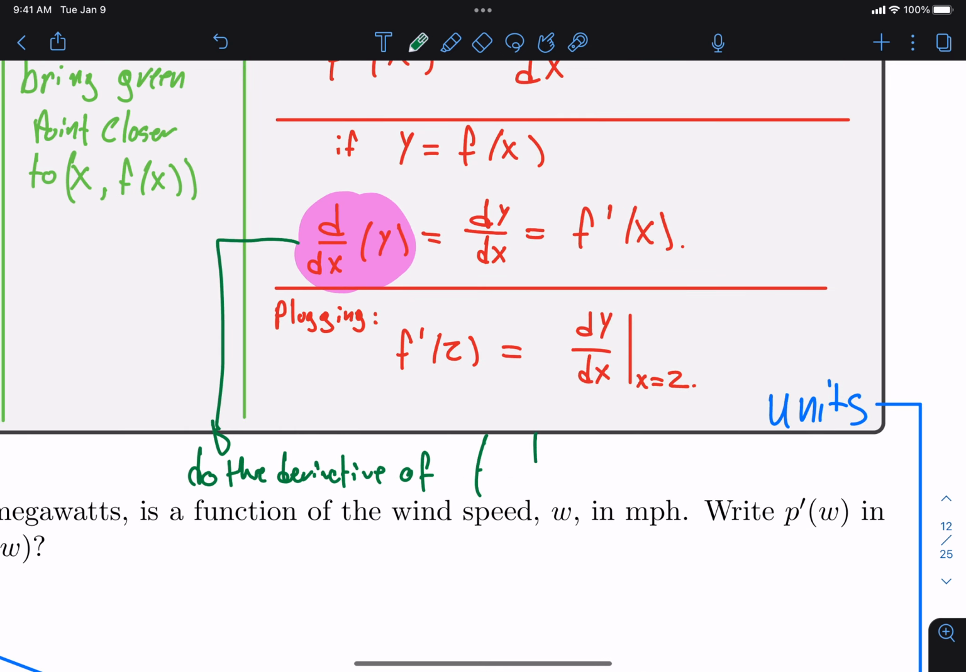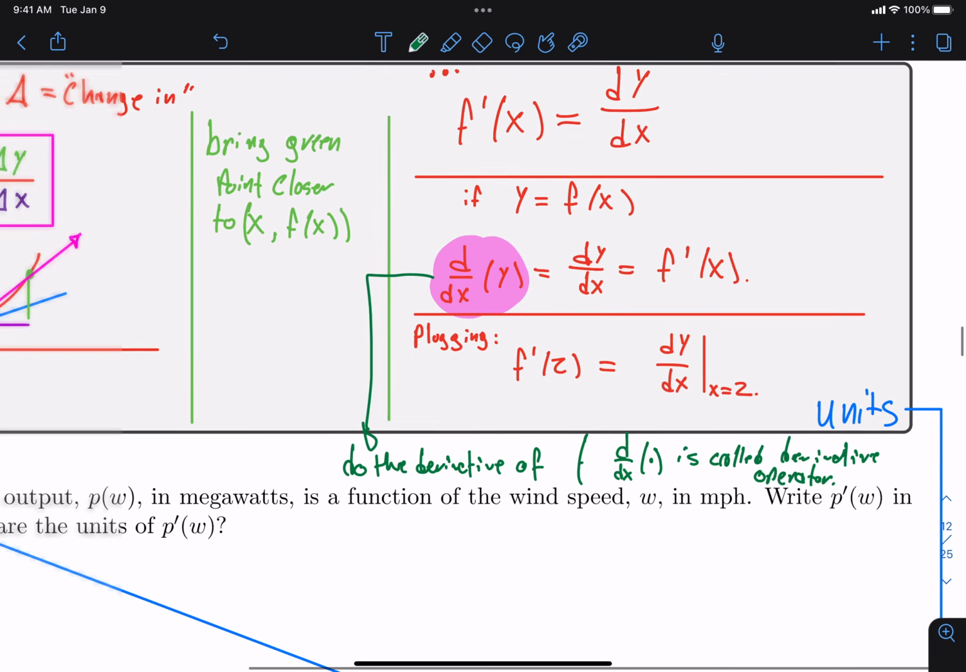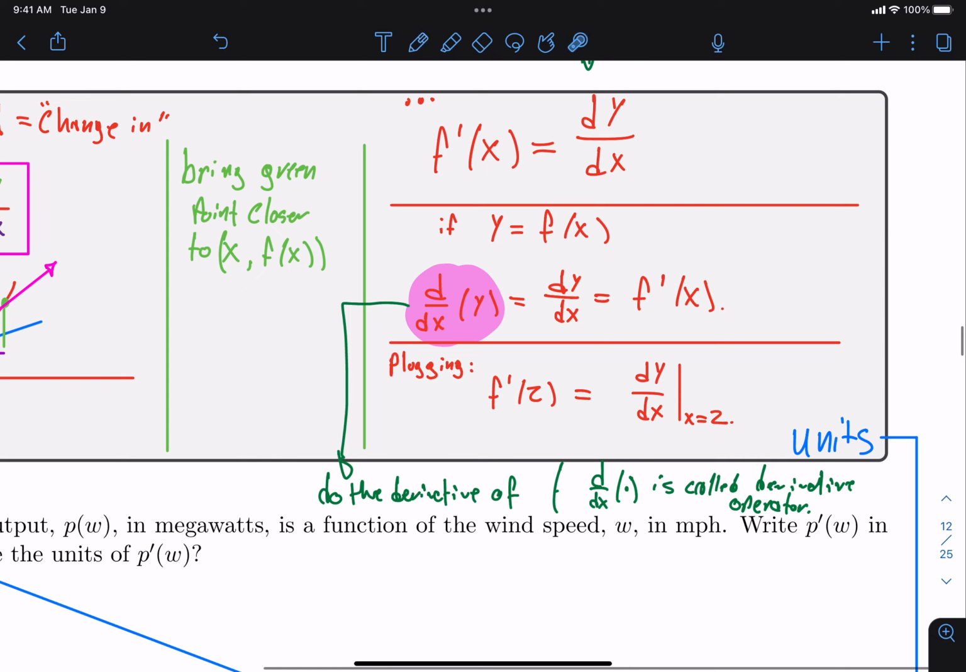Okay, so d dx, parentheses, is called the derivative operator. It literally means do the derivative of whatever's inside of these parentheses, okay? Which you can write as the derivative of y or as f prime of x.